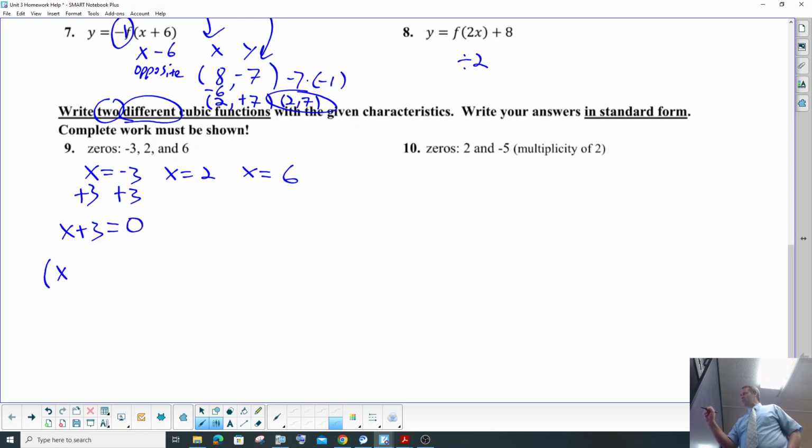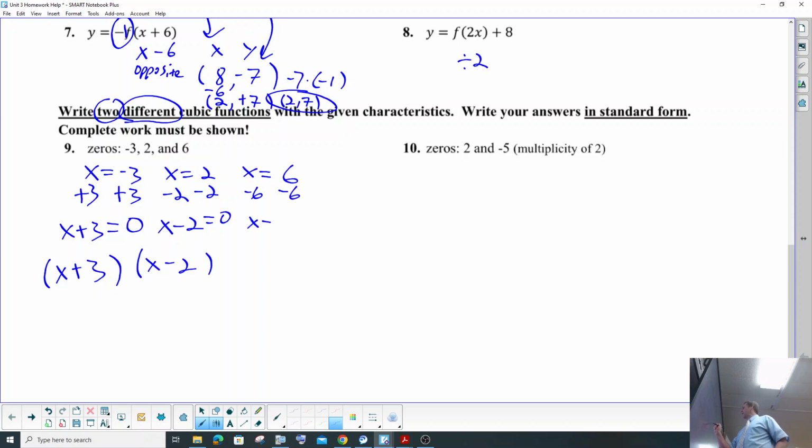And then that x plus 3 can now be put into factors with parentheses. This one we're going to -2 backwards. So we get an x minus 2. This one we're going to -6. So we get an x minus 6 equals 0. And now we just have to multiply that out.